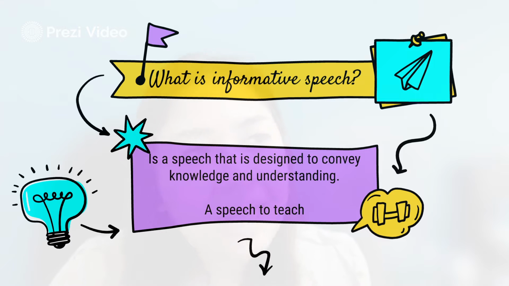For example, the topic is about COVID-19. So you are going to inform your audience on how to stay healthy. They need to use sanitizers, for example. They need to always wash their hands. So this is one of the examples of informative speech. It is a speech designed to convey knowledge and understanding, right?